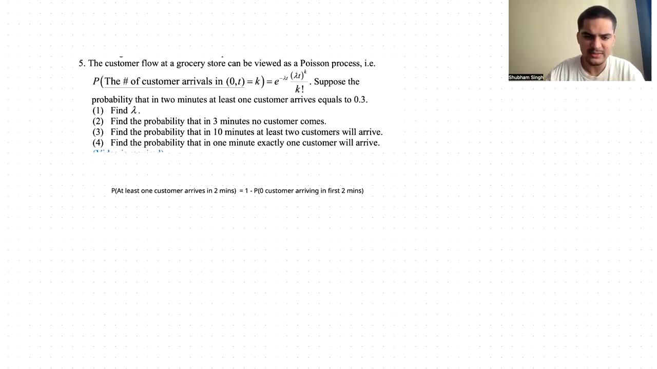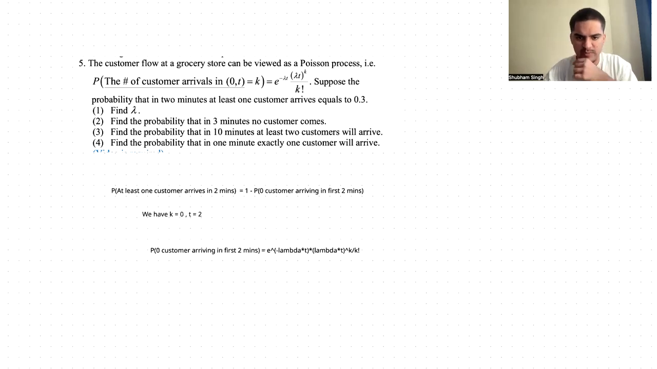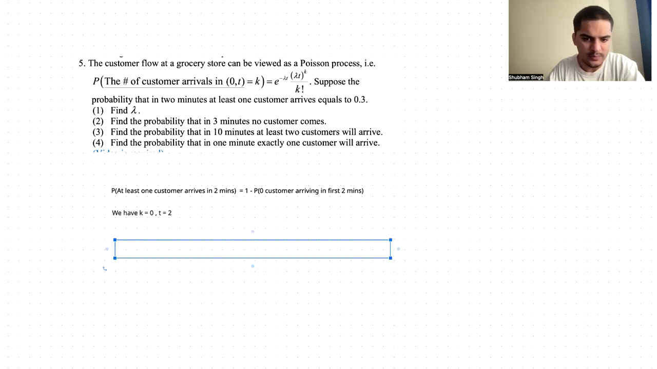I hope that makes sense. If it does, then we have 1 minus P of 0 customers arriving in the first 2 minutes. Here k, the number of customers arriving, is 0, and the time interval is 0 to t, with t equal to 2. We can write that as e raised to minus lambda t into lambda t raised to k by k factorial, using this formula. I hope you are able to follow along. Here k is 0, and t is 2, so we have this.